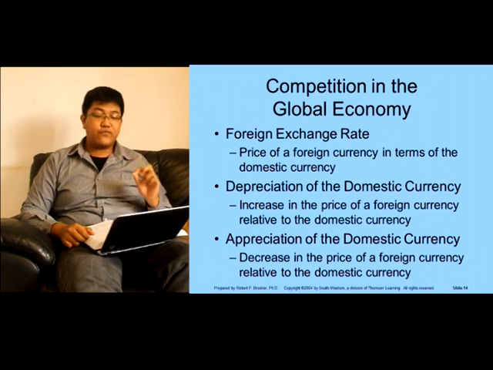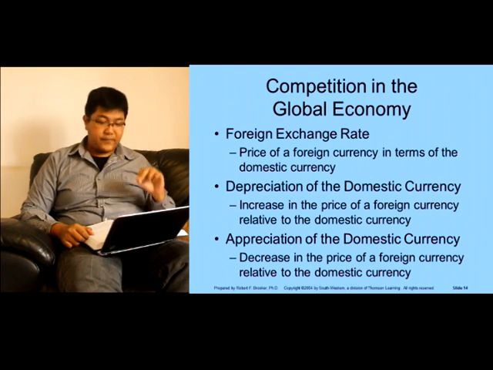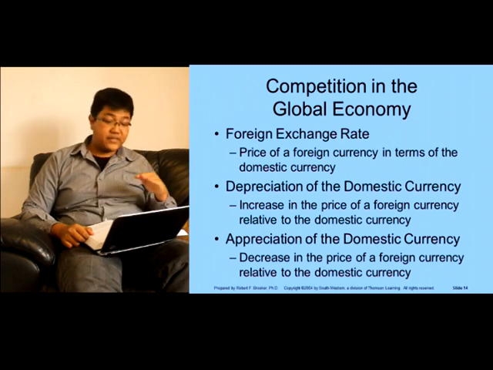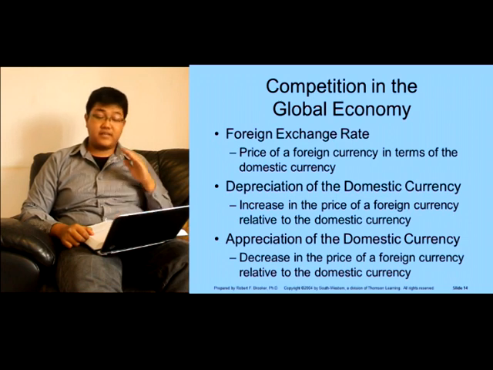It is the price of foreign currency in terms of the domestic currency. As in Indonesia, we know the US dollar, Singapore dollar, and Australian dollar as foreign exchange rates. The depreciation of the domestic currency is the increase in the price of the foreign currency relative to the domestic currency. And the appreciation of the domestic currency is the decrease of the price of a foreign currency relative to the domestic currency.